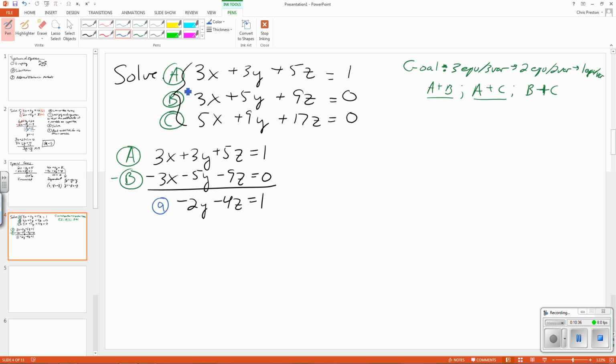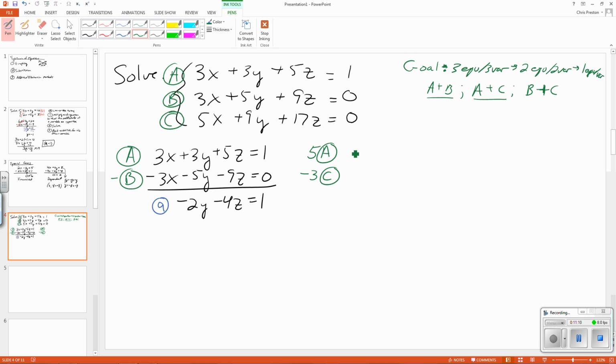So what I need to do is come back up to these three, pair up a different pair, and get rid of the same letter I just got rid of. Get rid of x. And so like I said, I'm going to do a and c to do that. So looking at x, 3 and 5, the least common multiple is 15. So I'm going to do 5 times a, and that'll give me a positive 15. And I'm going to do negative 3 times c, and that'll give me a negative 15. And positive 15 and negative 15 will cancel out.